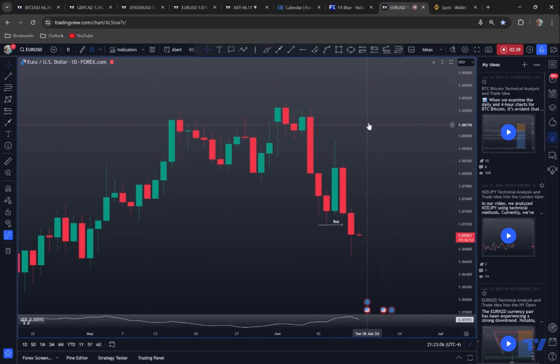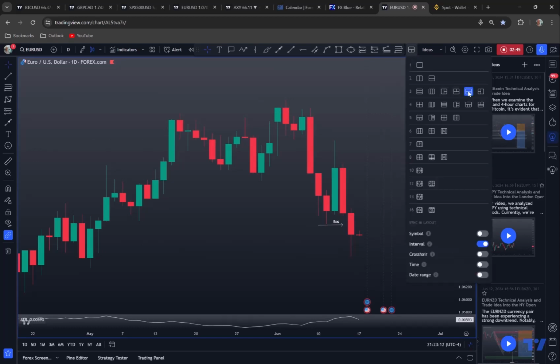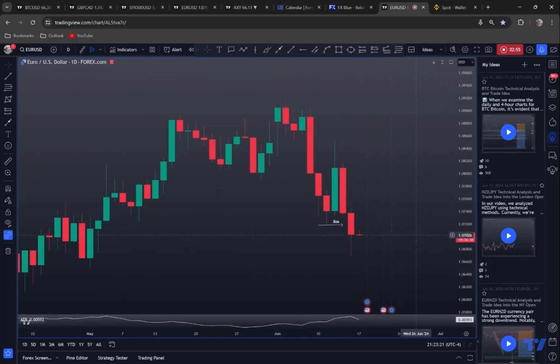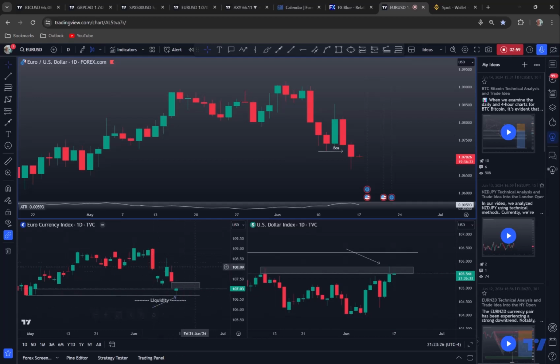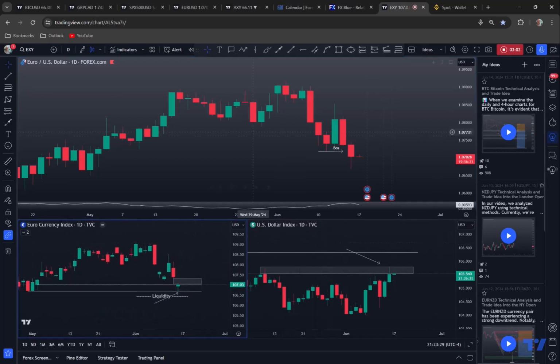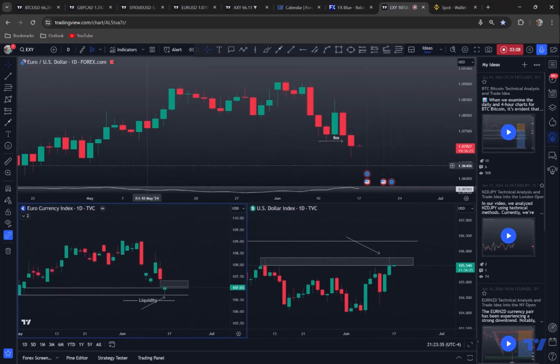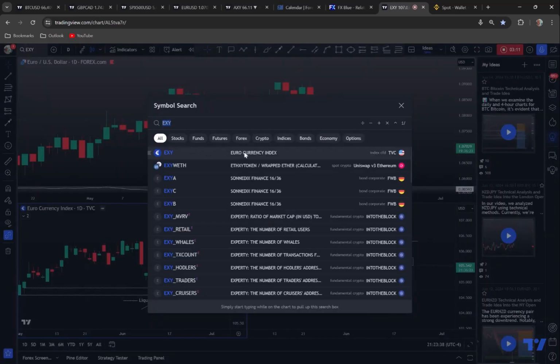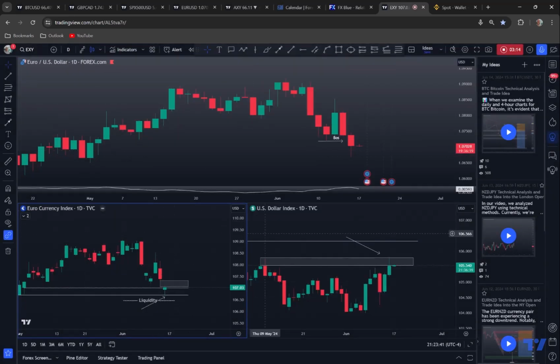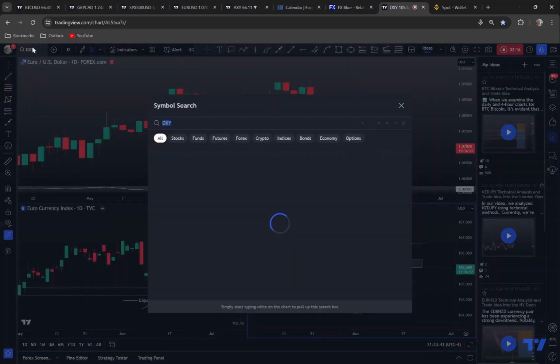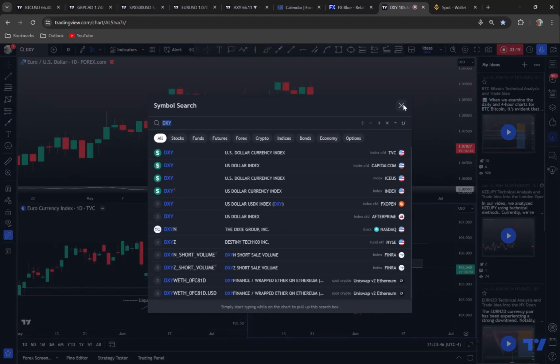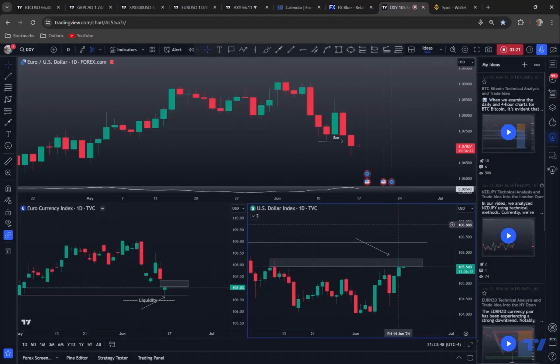So what I've done here is I've set up a three-chart layout. If you go up to the workspace, this is the layout that I've selected, and I've selected the interval. I want the same time frame transferred over. I've done some drawings here and we'll have a look at that in a minute. But what I've got now is this layout, three charts. Bottom left, I'm looking at the euro currency index, the EXY. Bottom right, I have the DXY, the dollar index. Comparing these two, I think, is really, really important.